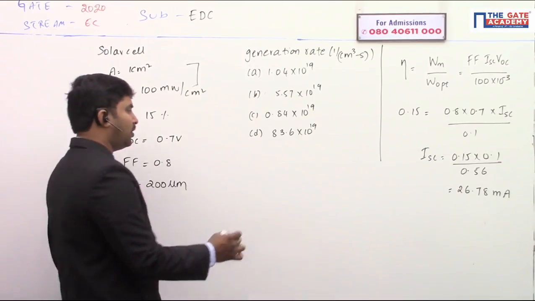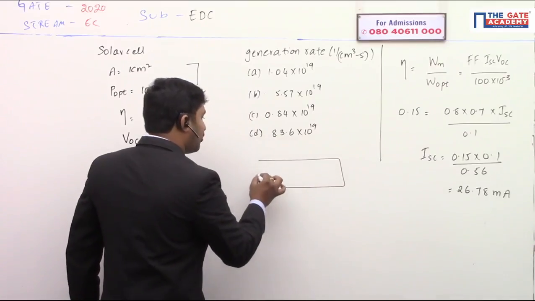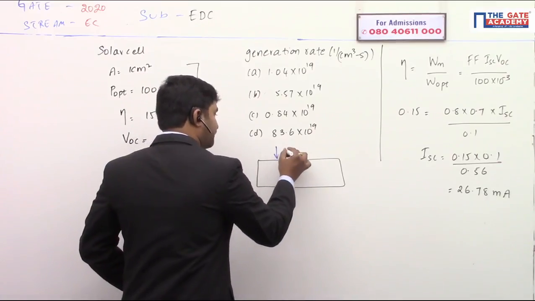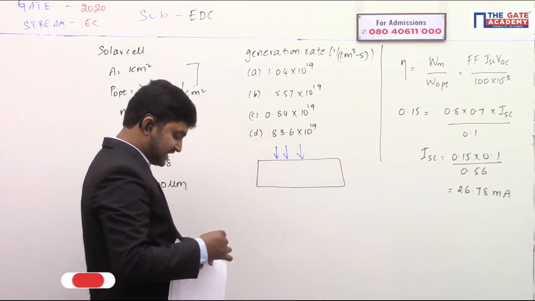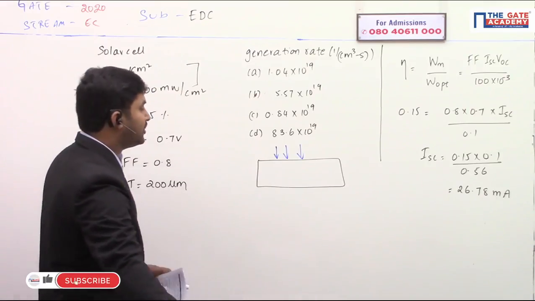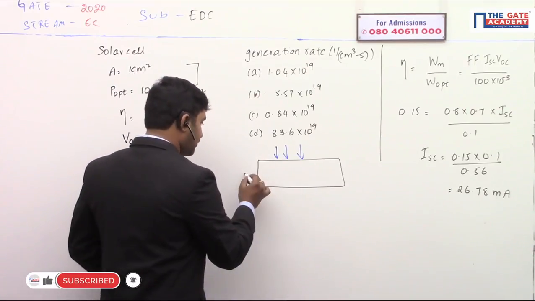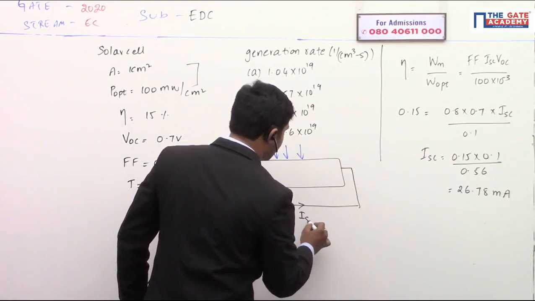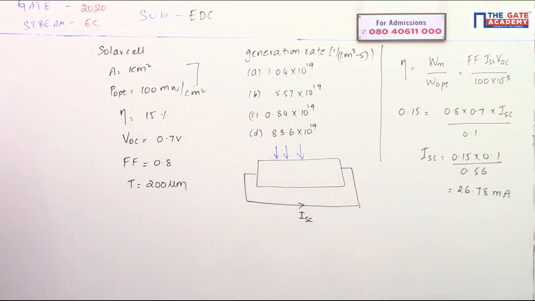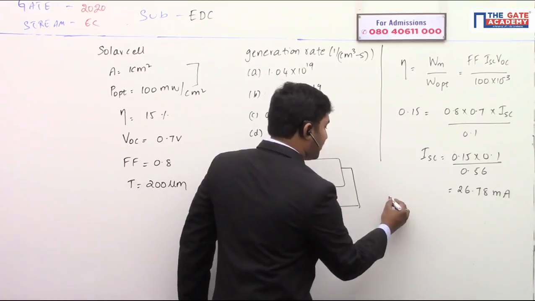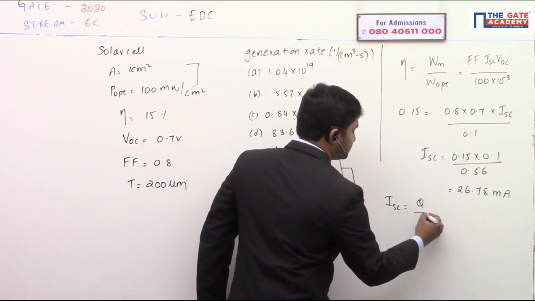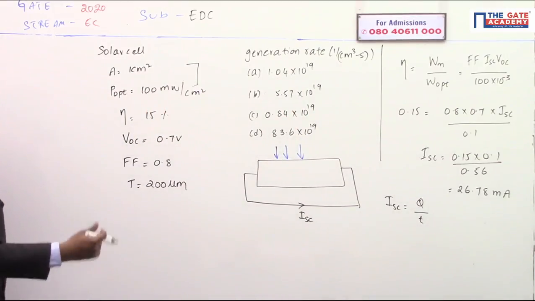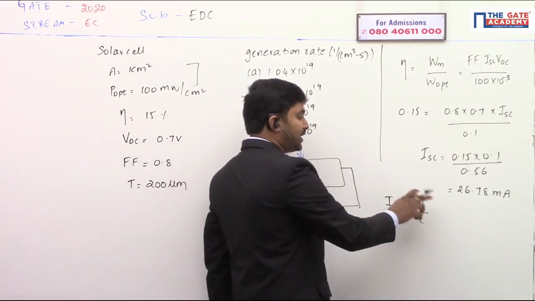Now this is a solar cell on which we are incident-ing the optical power. The meaning of short circuit current is that when we short circuit the solar cell, the current which is flowing through it is what we call ISC. Current, as we all know, is given by the charge flow per unit time. Time is not mentioned, so we will consider it as 1 second. Per unit time is per second.